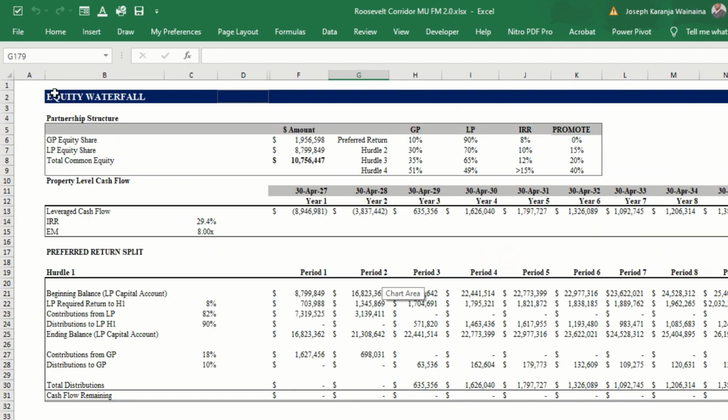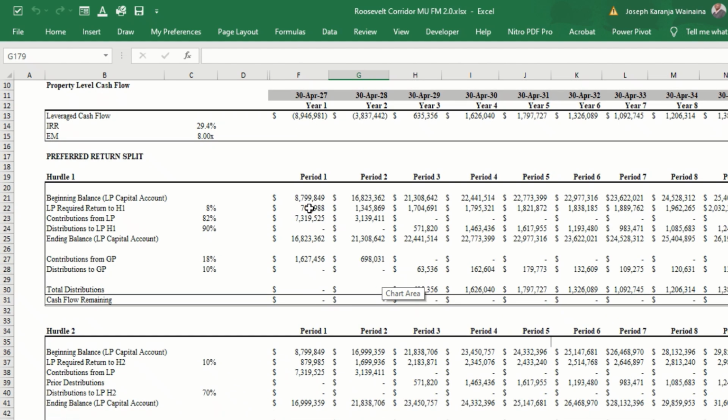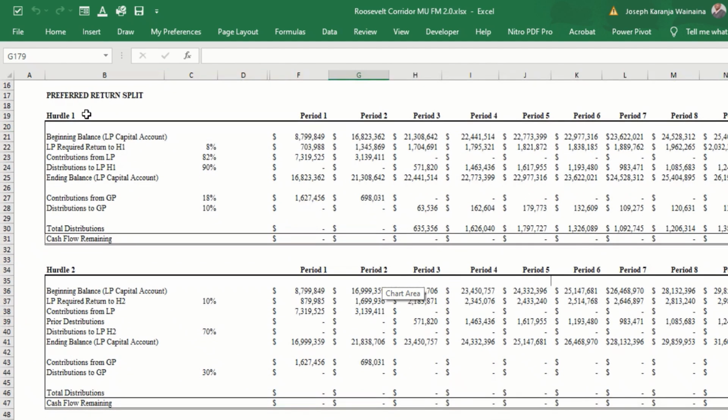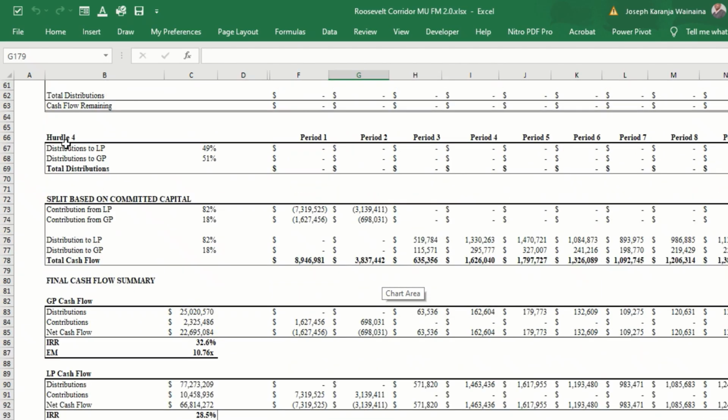So here I do have the breakdown of the equity waterfall. As you can see here, we do have the partnership structure indicated. We also have the annual cash flows derived from the project. You can see the splits from the first hurdle all the way to the fourth hurdle. And in case we don't do a waterfall, we can do a split based on the committed capital.